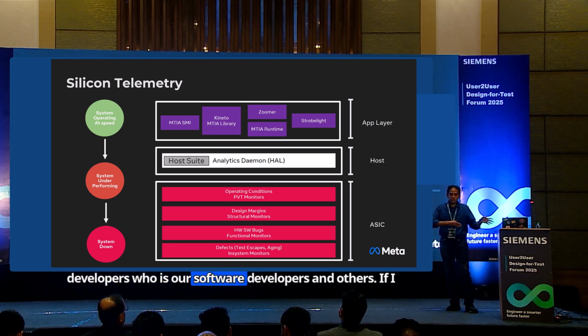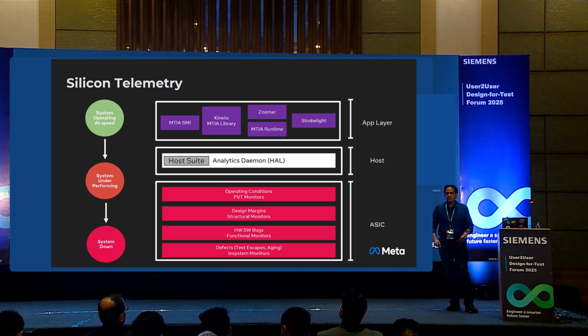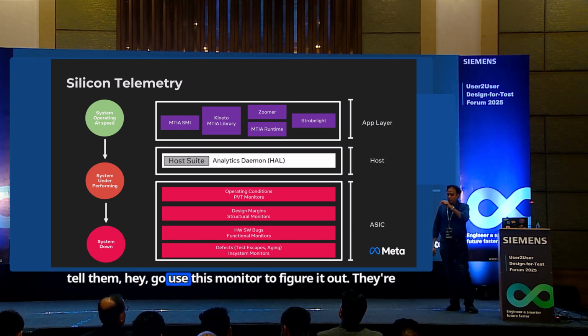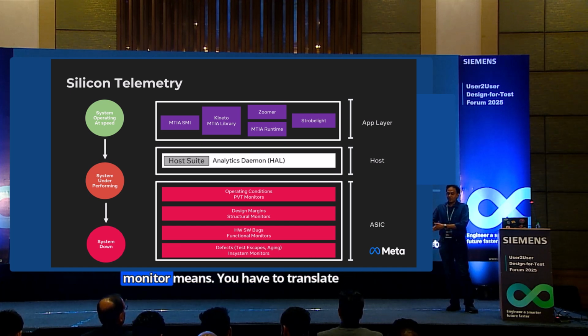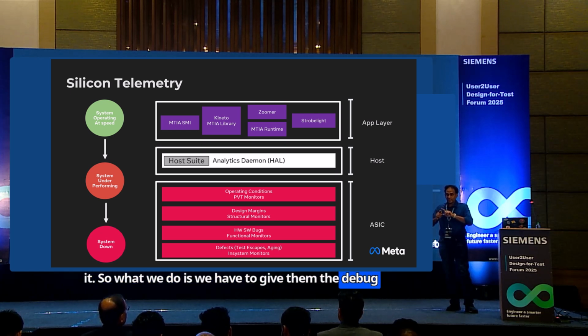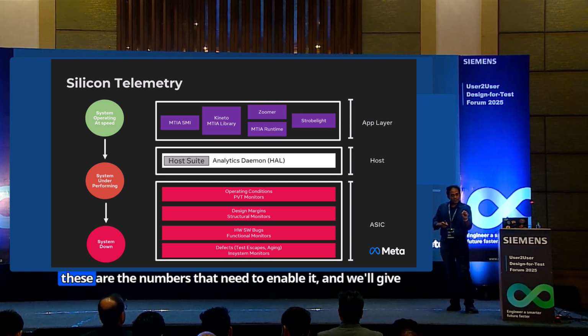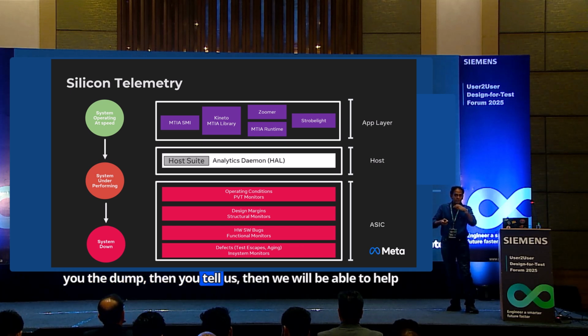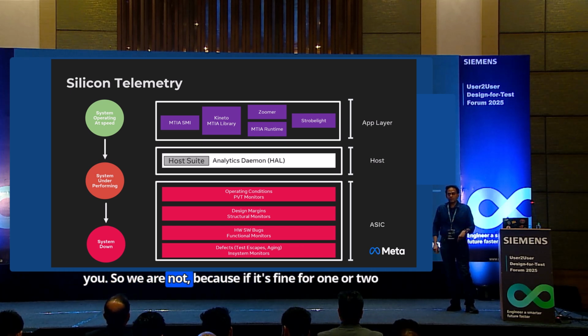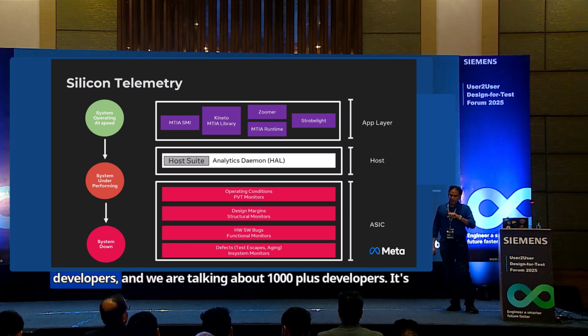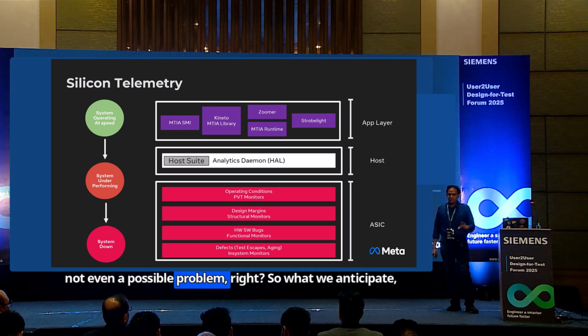Now, there are kernel developers, who are our software developers on the other side. If I have to tell them, hey, go use this monitor to figure it out, they're going to freak out. They're going to say, I don't even know what that monitor means. You have to translate it. So what we do is we give them the debug architecture, and we say, hey, if this PE is failing, these are the numbers that need to enable it, and we'll give you the dump, then you tell us, and we will be able to help you. That's fine for 1 or 2 developers, but we are talking about 1,000+ developers. It's not even a possible problem, right?